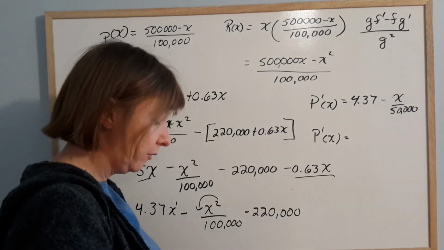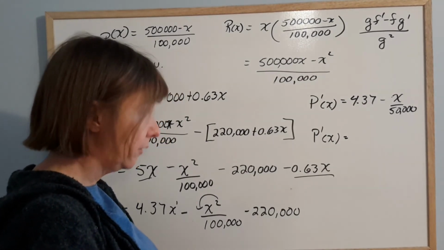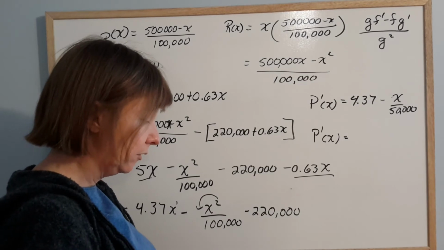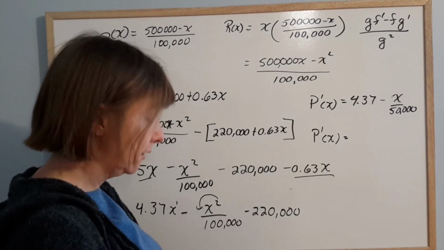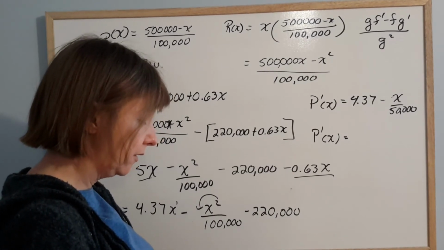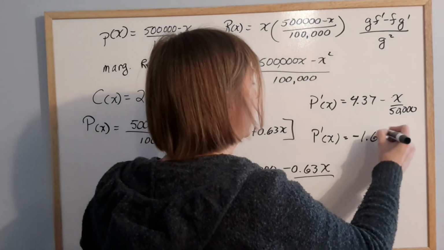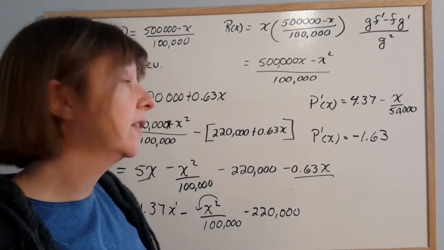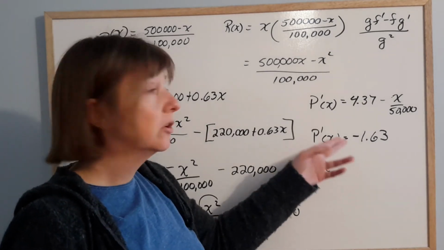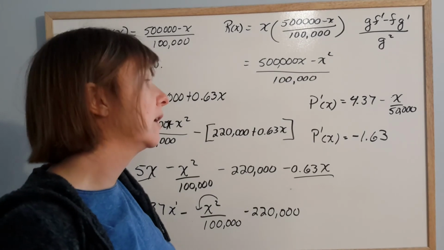So if I do 300,000 divided by 50,000, it gives me 6. So if I do 4.37 minus 6, I get negative 1.63. Because that's a negative, what that's saying is you are starting to lose profit. Your profit margins are going down.